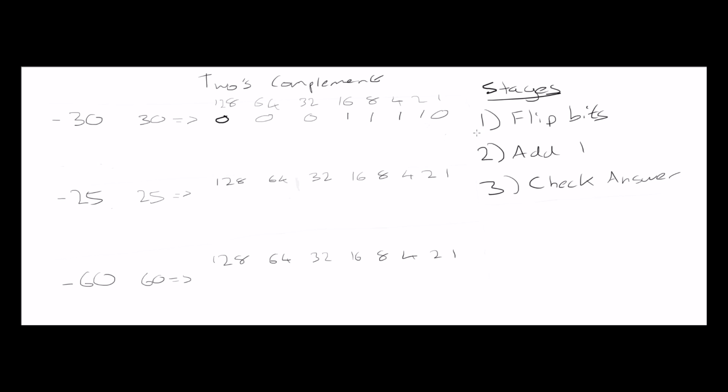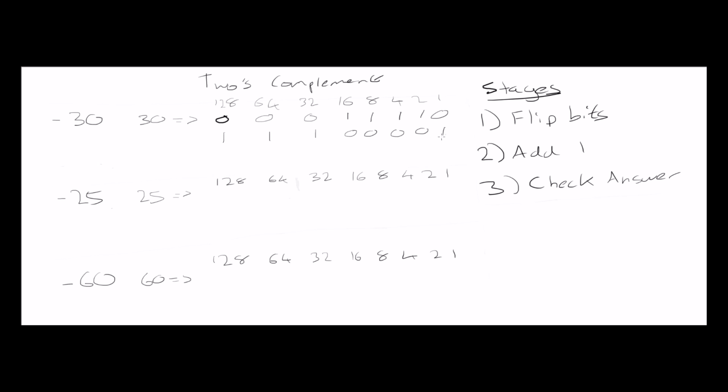Okay, and then the next stage in our stages here: converting to binary has to come first, and then you follow these steps. You then flip the bits, so change each 0 into a 1, and each 1 into a 0. So 1, 1, 1, 0, 0, 0, 0, 1. And then you add 1 to this result here.